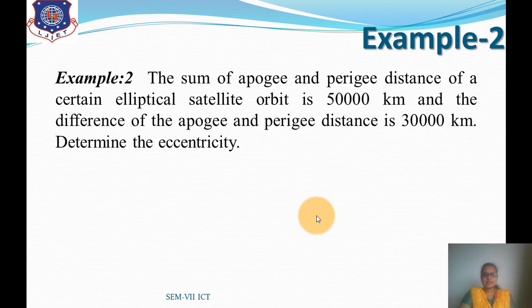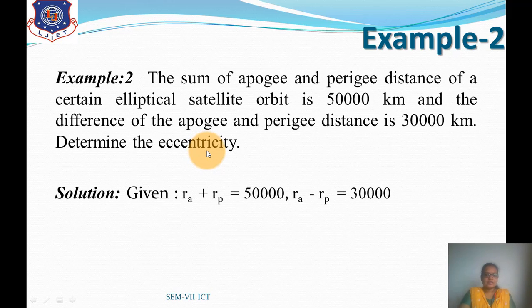Similarly, we will see a second example. The question for the second example is: the sum of the apogee and perigee distances of a certain elliptical satellite orbit is 50,000 km and the difference of apogee and perigee distances is 30,000 km. You need to determine the eccentricity.